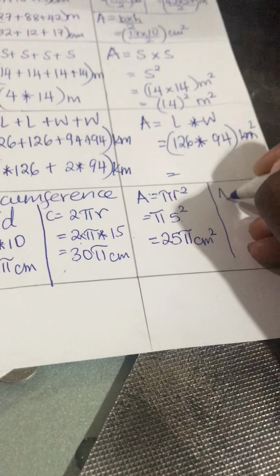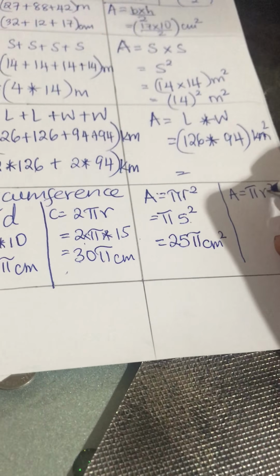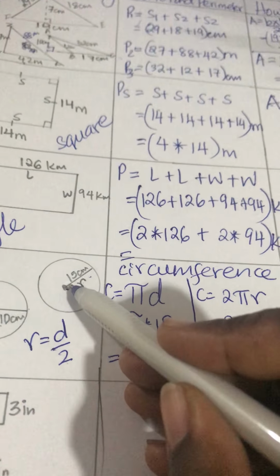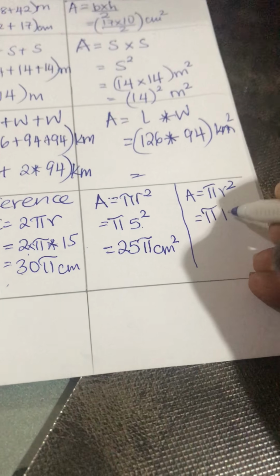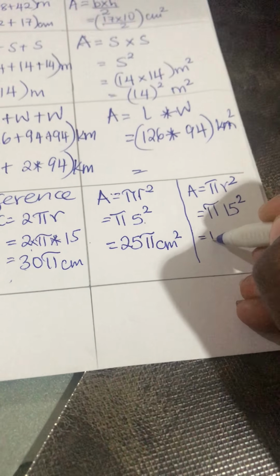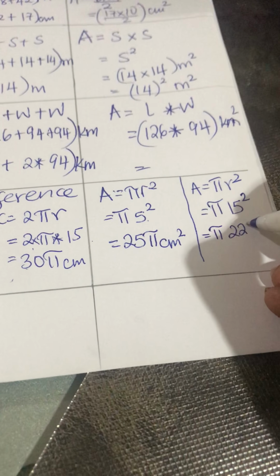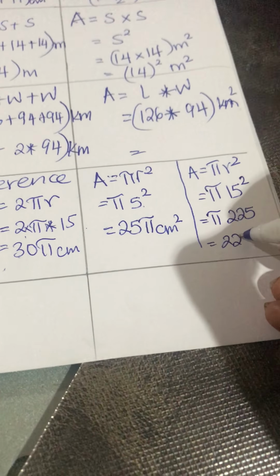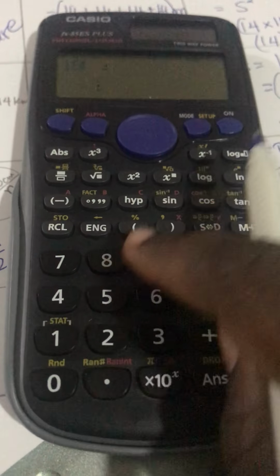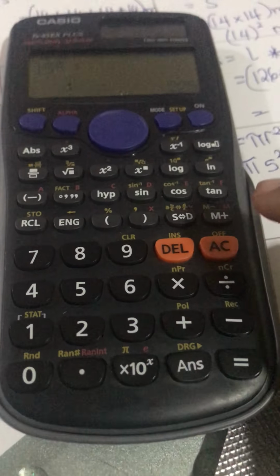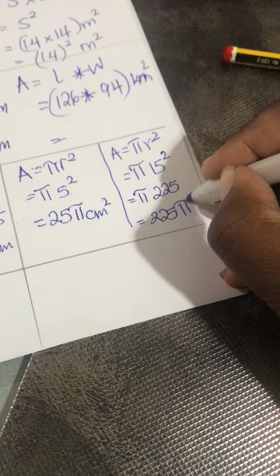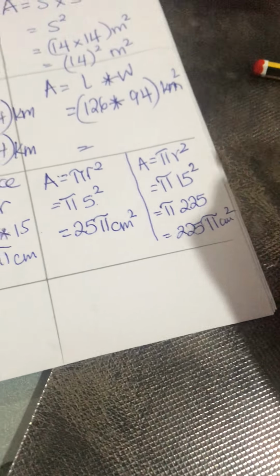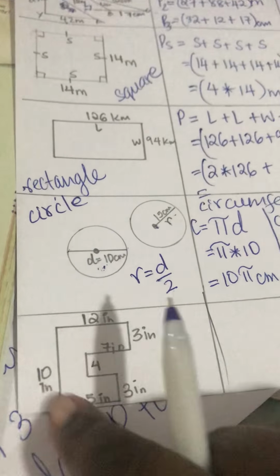Over here, area equals pi r squared. I don't divide by 2 because I have r. So I will do pi times 15 squared, pi times 225. Let me see, maybe I got it wrong. No, I am correct. 225 pi centimeters squared. Okay?